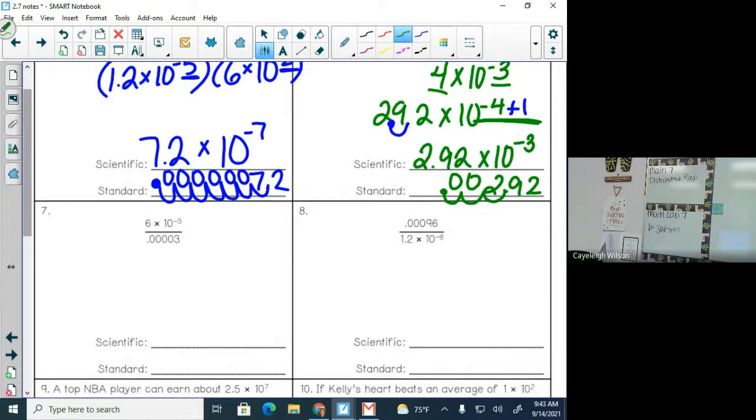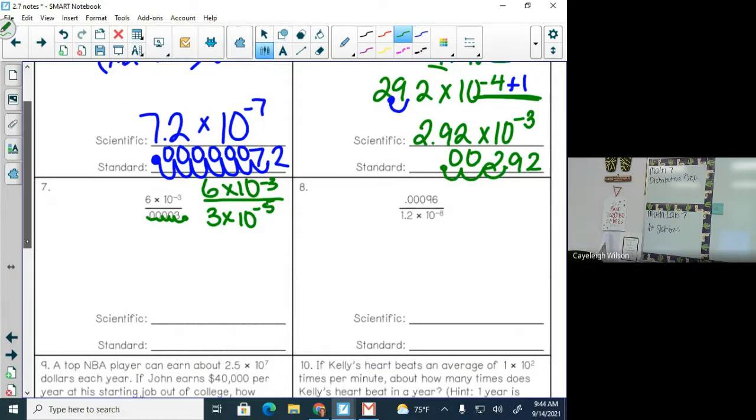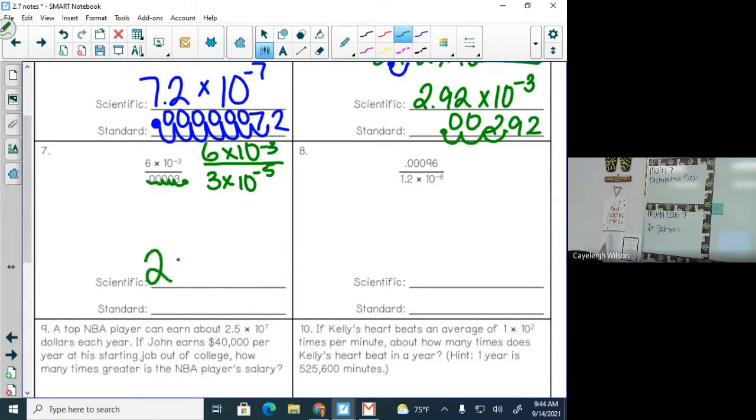And number 7, same deal. I'm gonna have to move this. So 1, 2, 3, 4, 5 on that one. All right, and then I'm gonna divide. 6 divided by 3 is 2.